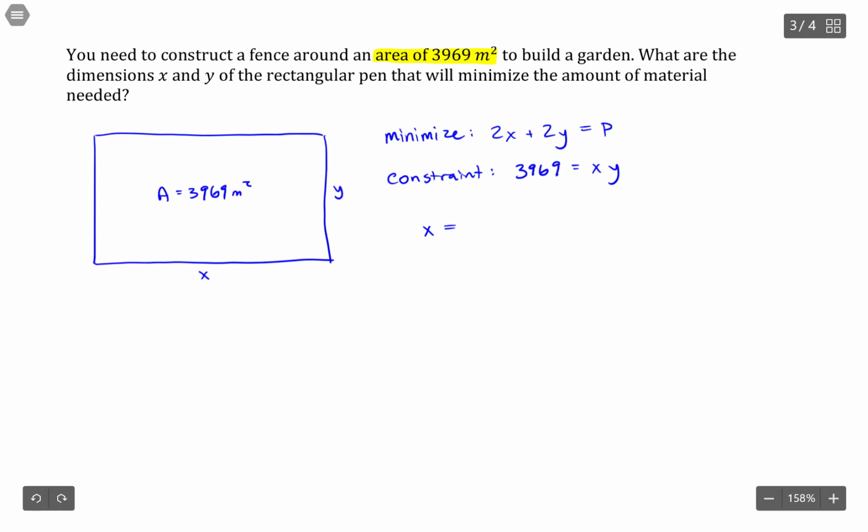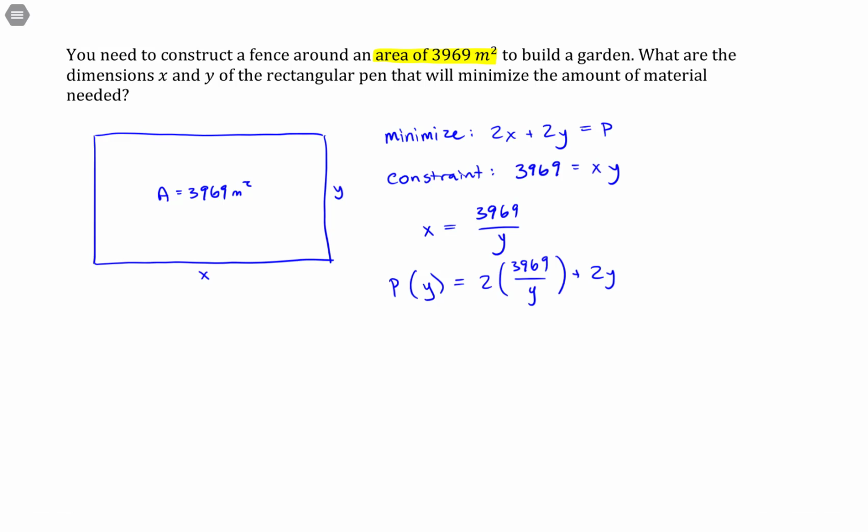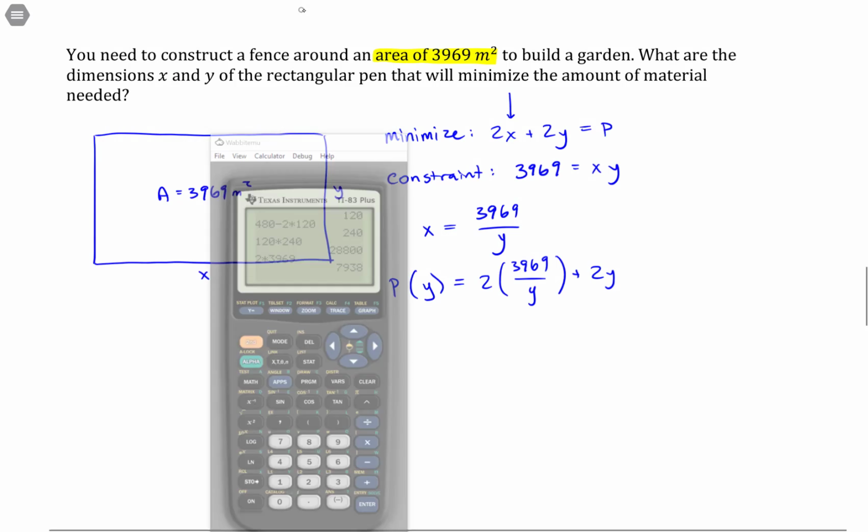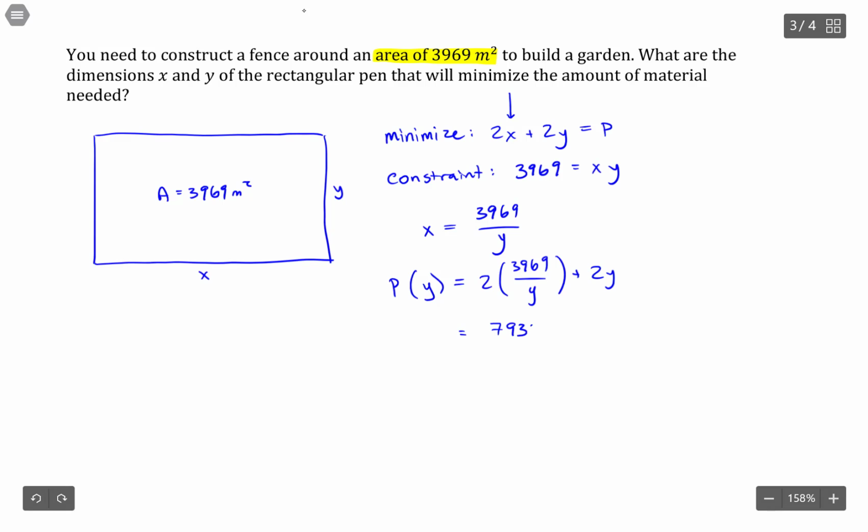So I could solve the constraint for x perhaps and say x equals 3,969 over y, and then plug that into the perimeter. So the perimeter now would be entirely of the variable y, and this would be 2 times 3,969 divided by y plus 2 times y. Because all I've done is I've substituted in for the variable x. So let's simplify here, and we'll say 2 times 3,969 is 7938. So this is 7938 divided by y plus 2y.